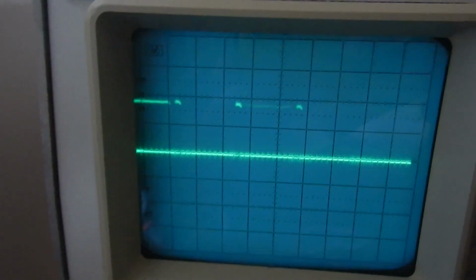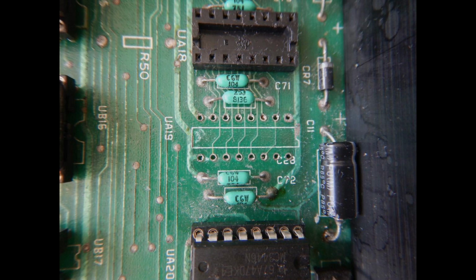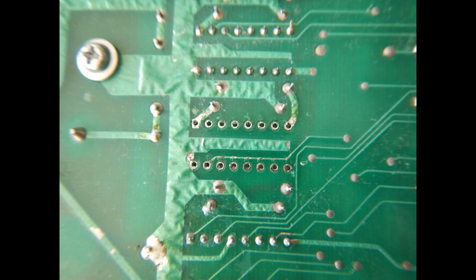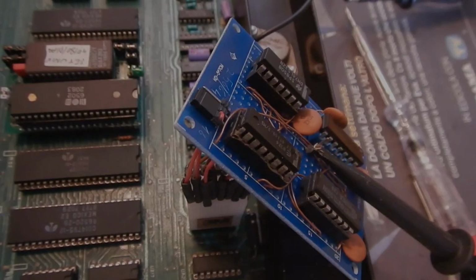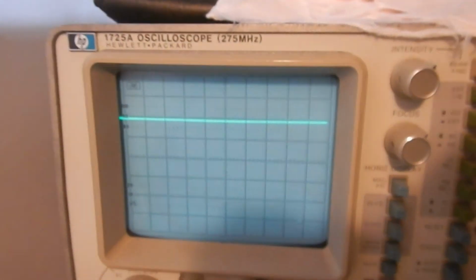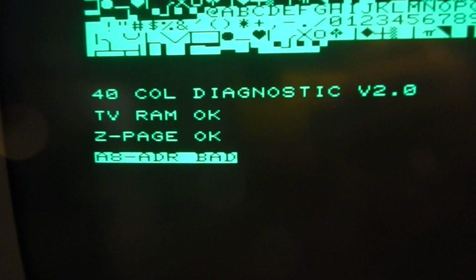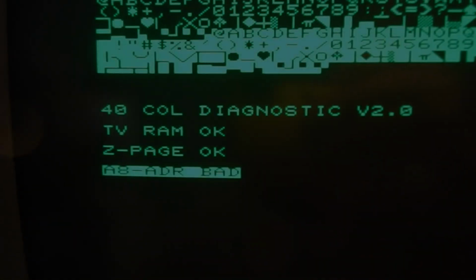When the IC under test is good, the scope trace must stay high. However, on UA19 it's mostly low. So I pulled UA19, always double checking that I'm not introducing more faults, and replaced it with a good spare. This time at least it's address 8 bad, so I think it's progress.